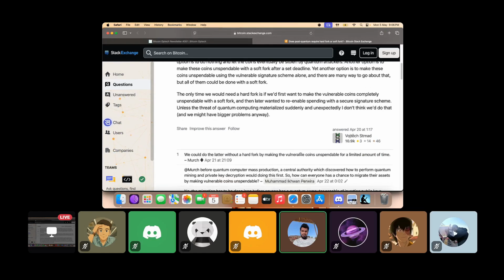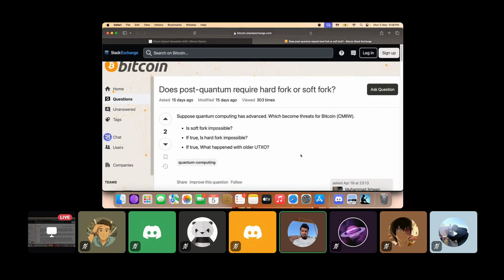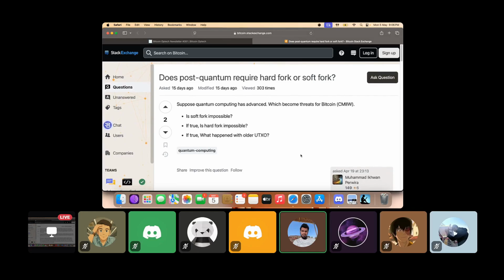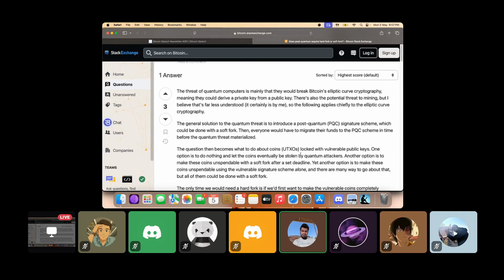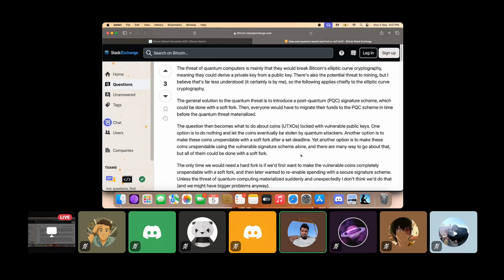That would be a situation where a hard fork and a soft fork both will be required. So the question asks, when would a soft fork be needed? When would a hard fork be needed? So the answer explains when a soft fork would suffice, and in what situation would a hard fork be needed. However, I have never heard about anyone talking about a hard fork whenever they talk about quantum computing. They always talk about soft forks and introducing PQC signatures.